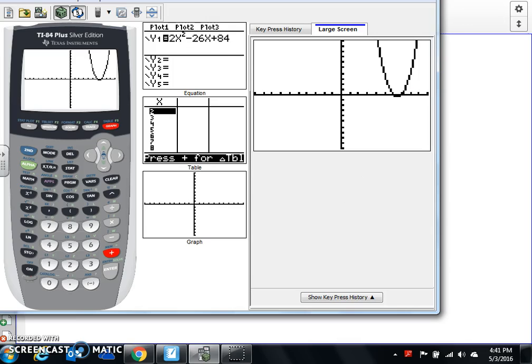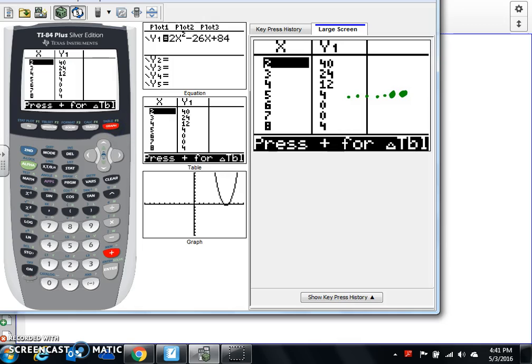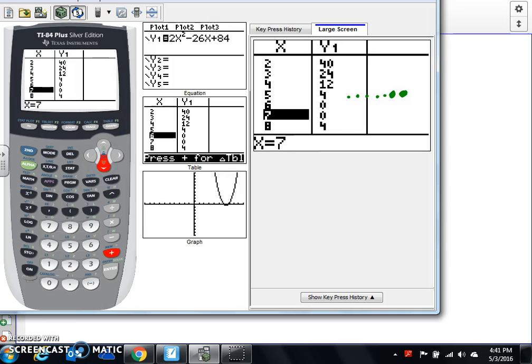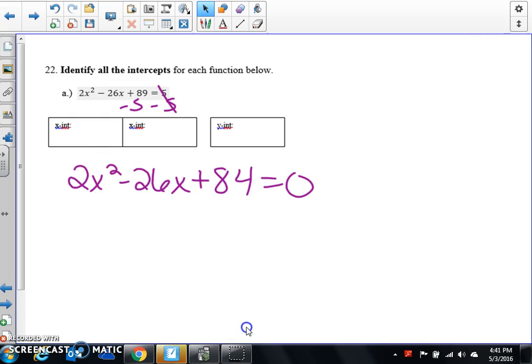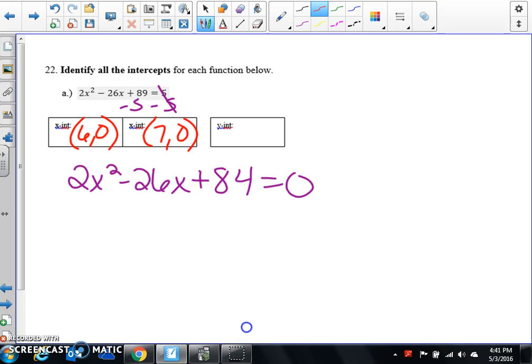Okay, so our x-intercepts look here. And to me, that looks like 1, 2, 3, 4, 5, 6, and 7. So to check, I go to my table, and I check for 6 and 7, and sure enough, they're both zeros. So since it's an x-intercept, remember those are always coordinates. So 6, 0 and 7, 0. The y-intercept is always the constant. So it's 84, and I would write that as 0, 84.